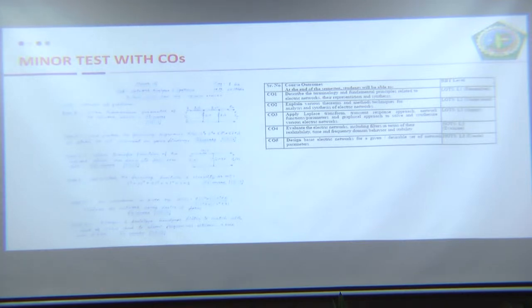Okay, so जब आप CO frame करेंगे तो आपने ये देखना है कि साथ ही साथ आप minor बना रहे हैं, साथ साथ parallel आप एक minor का question develop करके देख लीजिए, that will help you in framing CO and defining CO.